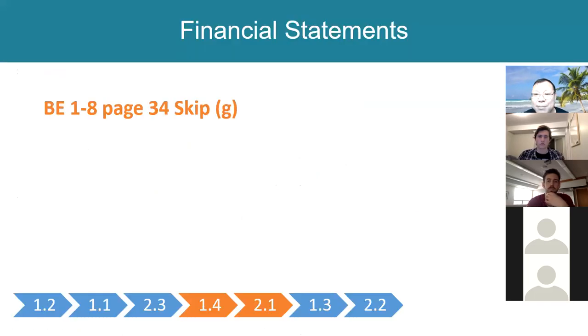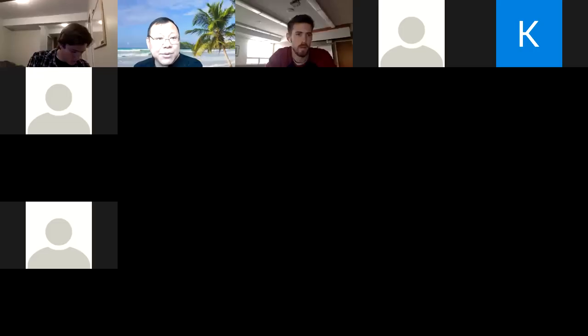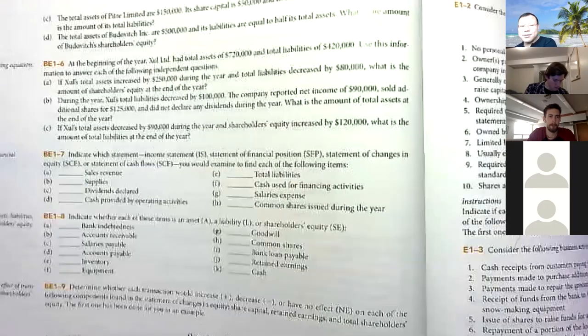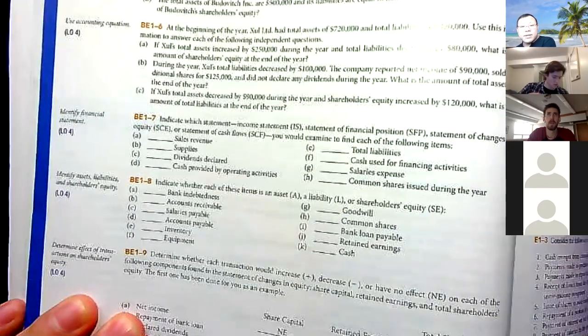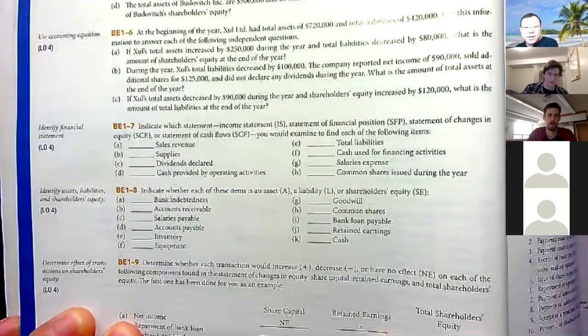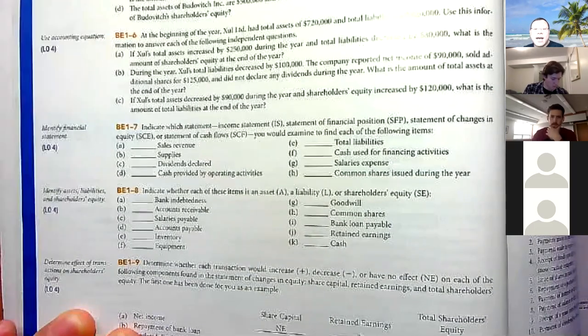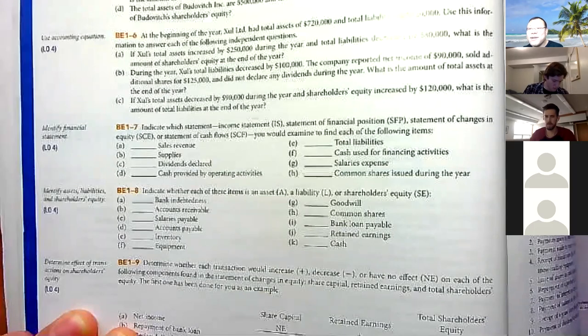Okay, let's take a look at this question, BE 1-8, page 34. Just for the benefit of those of you who do not have the textbook, I'm going to share my document camera here. In this question, indicate which one of these items is an asset, liability, or shareholders' equity. So let's talk about this.